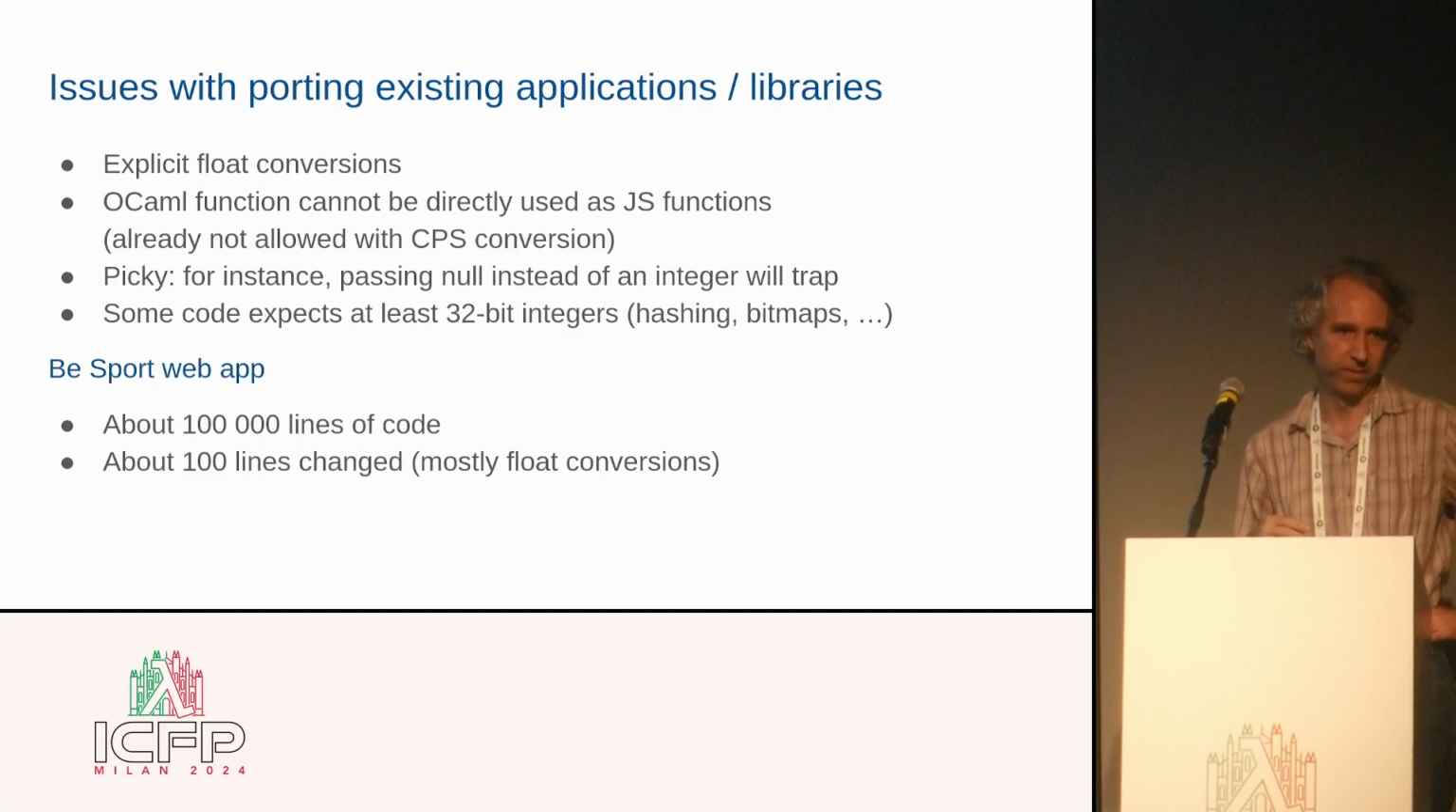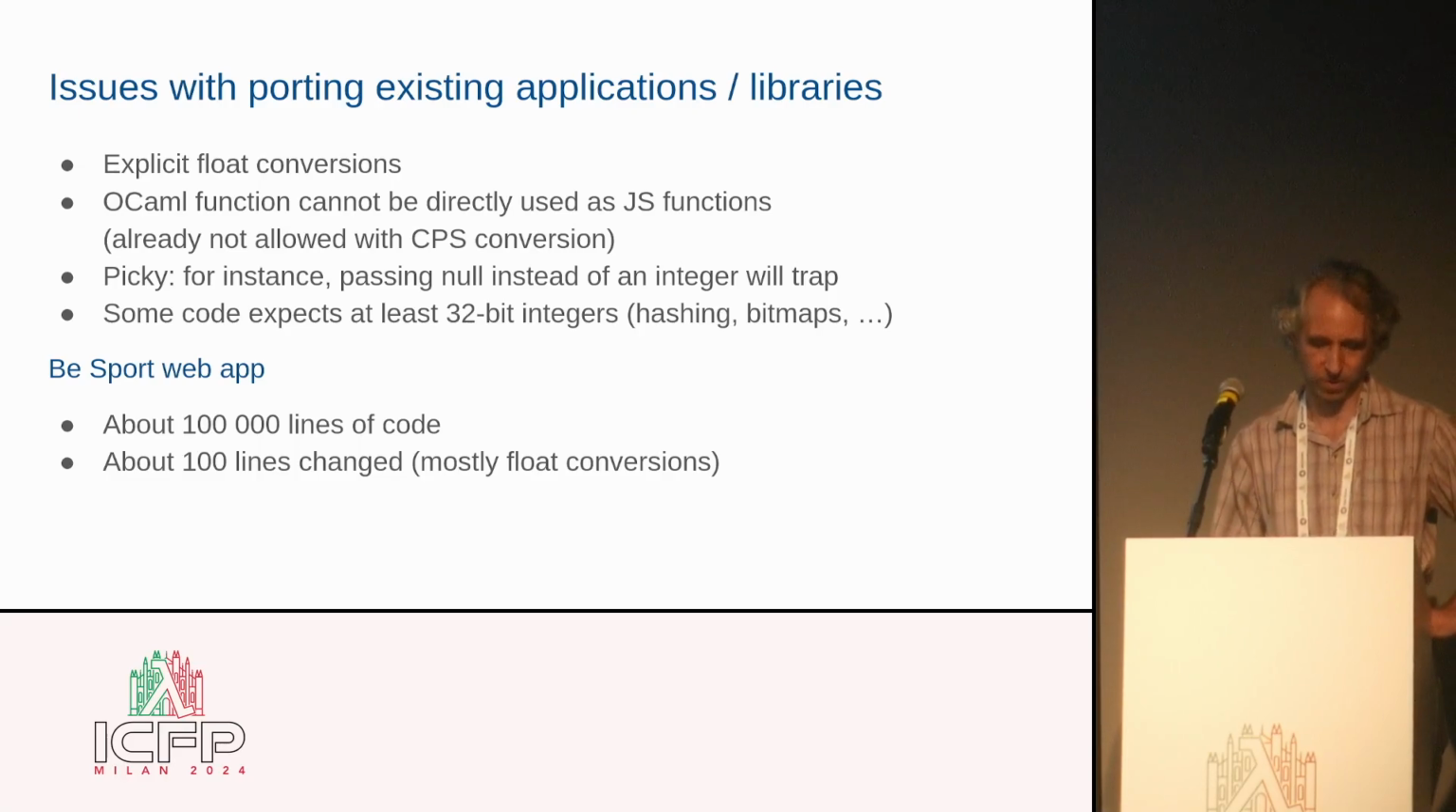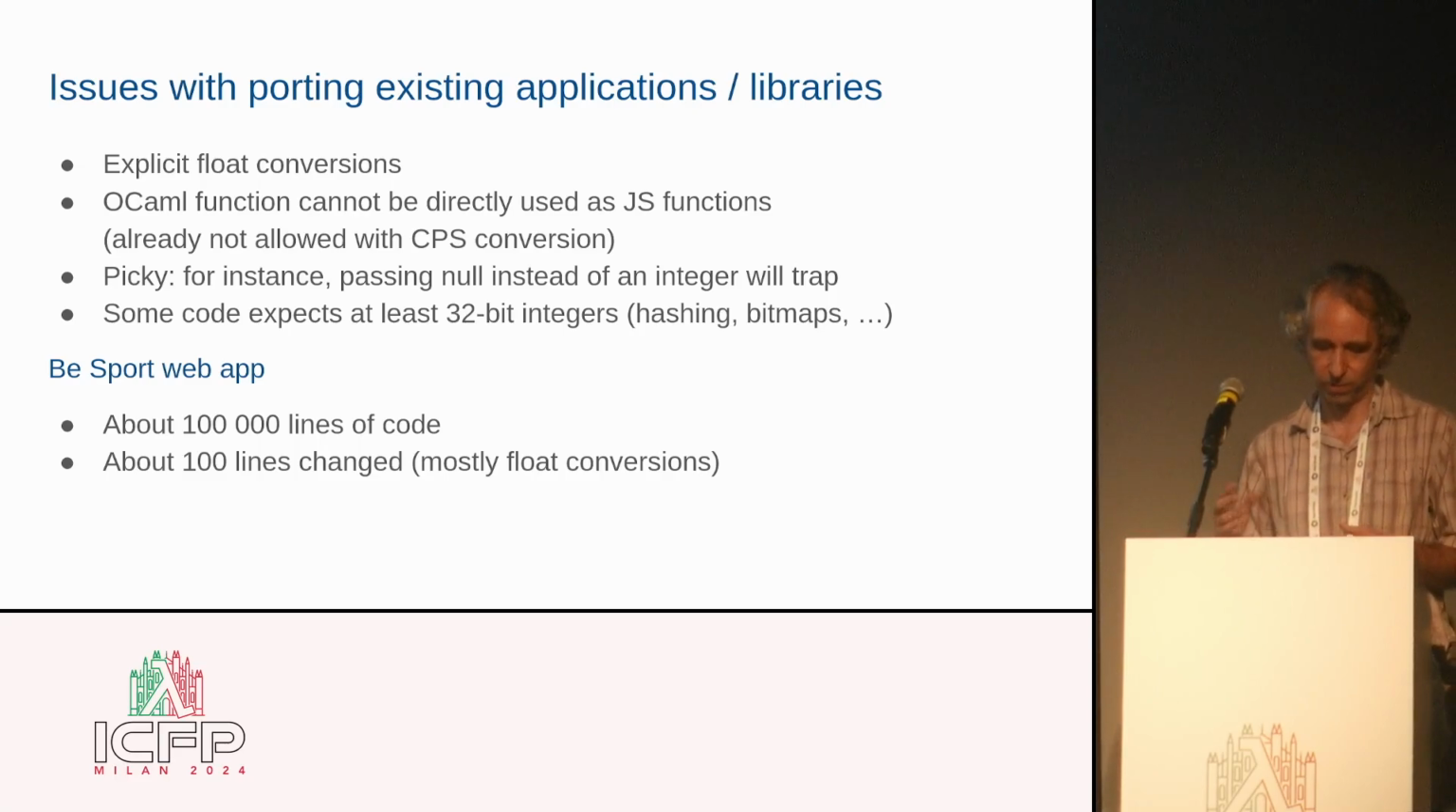And in practice, it's not a lot of work. For instance, for the Bsport web app, I only had to change about 100 lines, and that was mostly adding some float conversions. And the process is relatively simple, because your program either does not type check because some float conversions are missing, or just crashes because you have not added some conversions when you're passing the wrong value from JavaScript to OCaml, something like that.